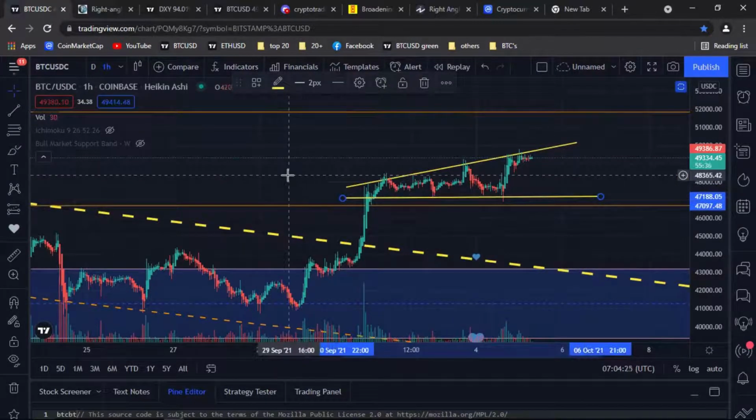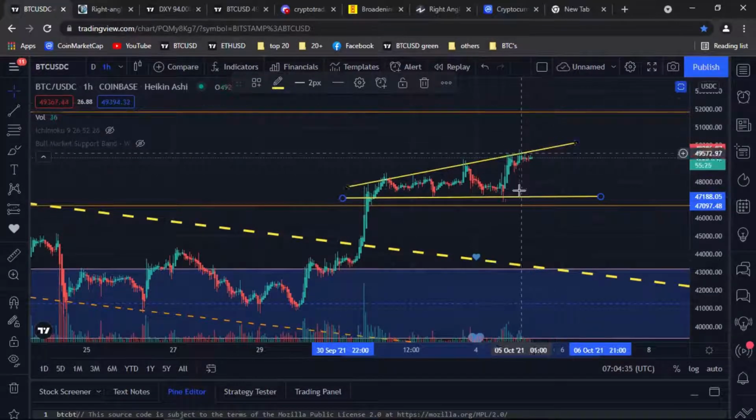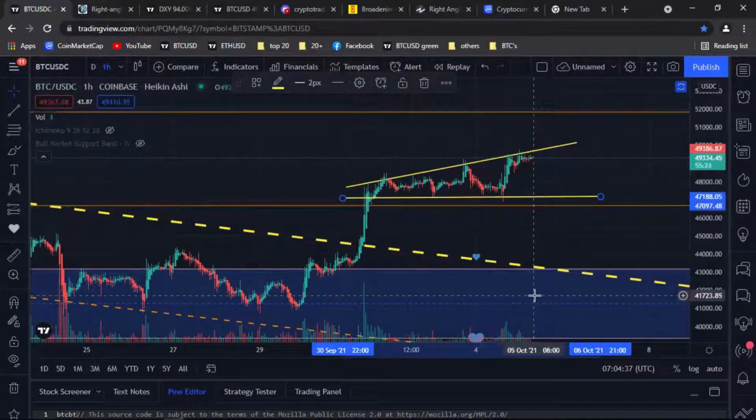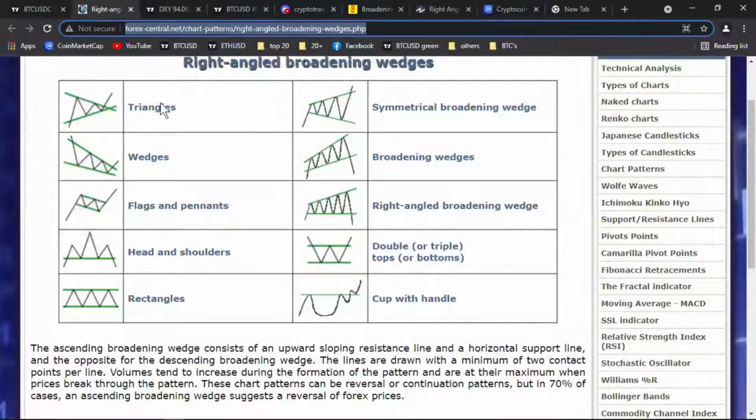Yeah. Now, when price breaks out of this pattern, it'll move in one of our directions, up or down. If it was to break to the upside, it would go up. And if it was to break to the downside, it would go down. Now this pattern has a name. It's over here, a right-angled broadening wedge.